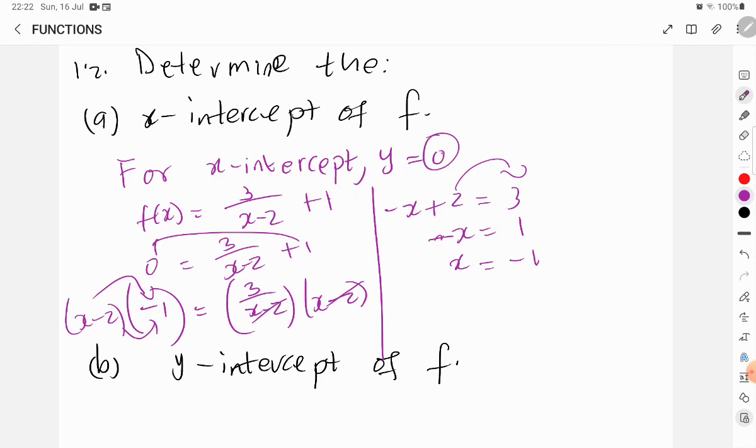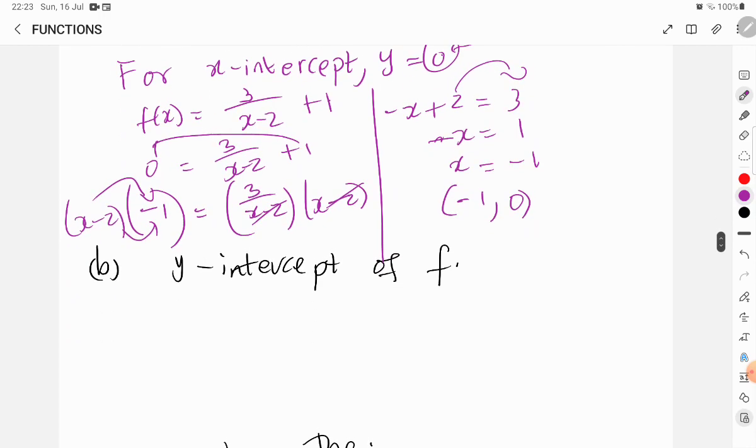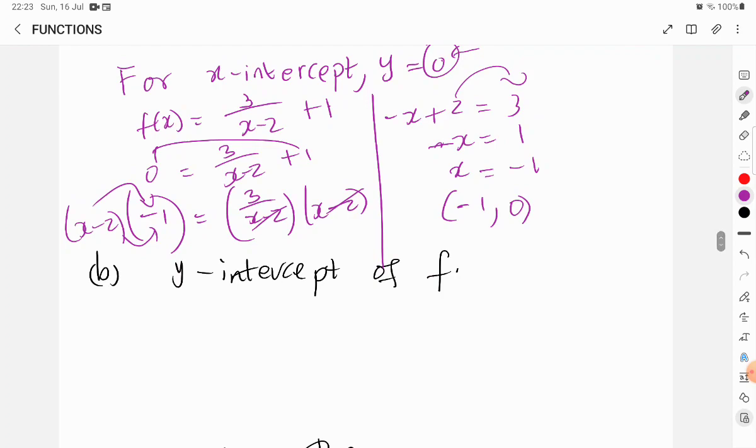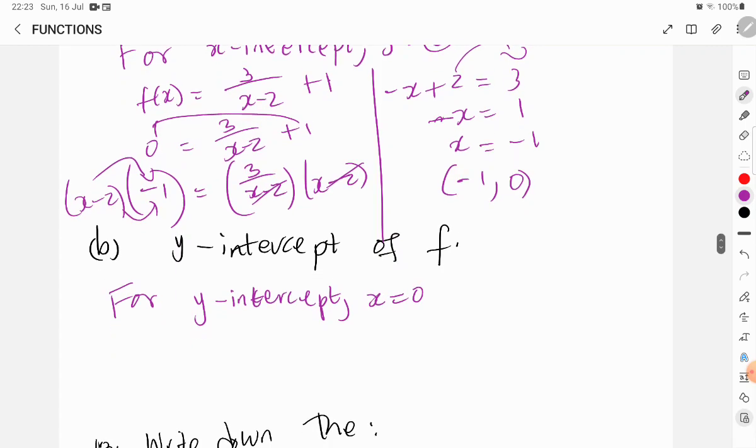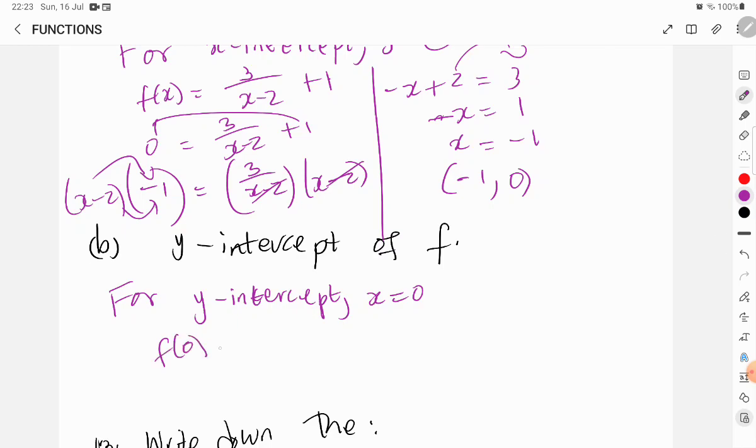If you're asked to write down the coordinate of the x-intercept, you're going to write it as (minus 1; 0), since you've already established that y is 0. That's just it. If you're asked for the coordinate, that is perfect. Continuing with our graph, if you want the y-intercept of f, it's the same way for the y-intercept: I'm going to have my x being equal to 0. So here you are looking for f of 0, which is equal to 3 over 0 minus 2, plus 1. That's just it.